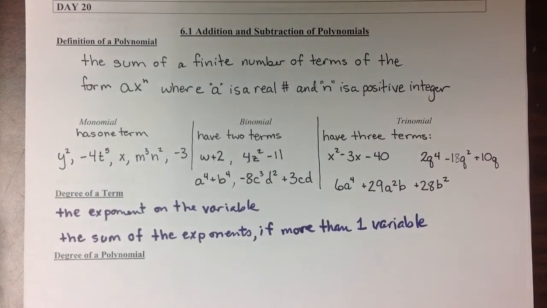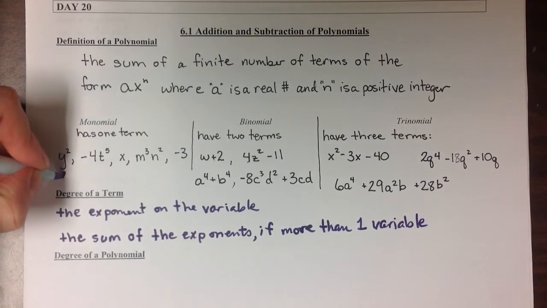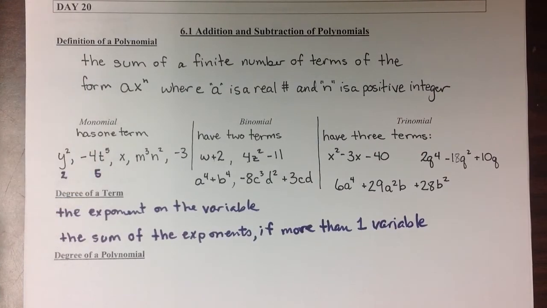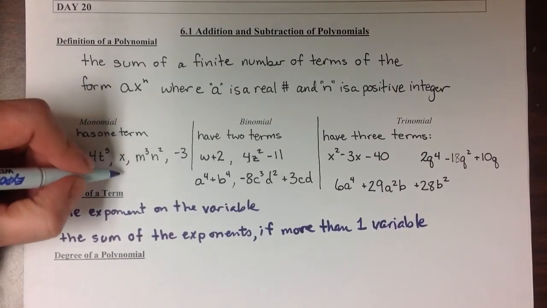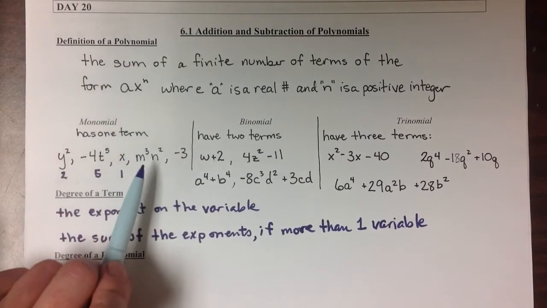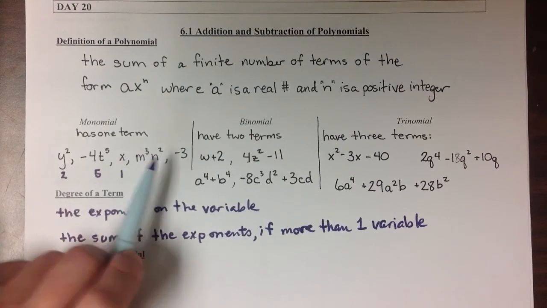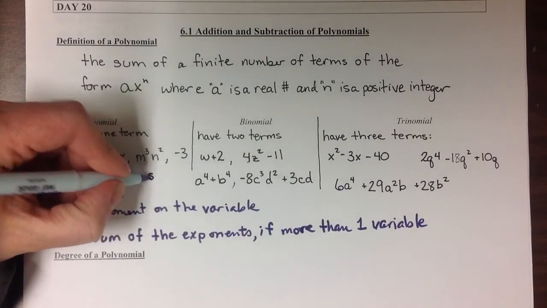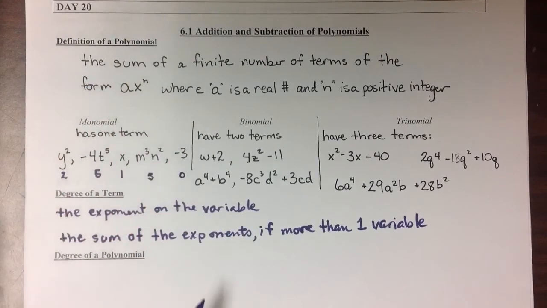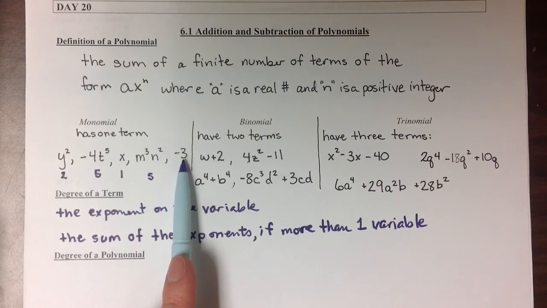So if we look at just a couple of the examples up here that we were doing before, y squared would have a degree of 2. Negative 4t to the 5th has a degree of 5. X has a degree of 1. M to the 3rd, n to the 2nd, we're going to add the exponents together. So this has a degree of 5. And negative 3 has a degree of 0. Because remember our example was that there is really an invisible x multiplied by that 3. It's just raised to the power of 0, so it turns into a 1.